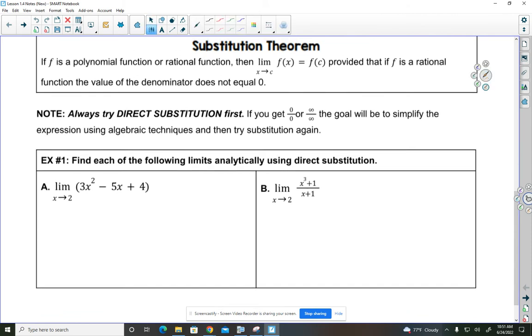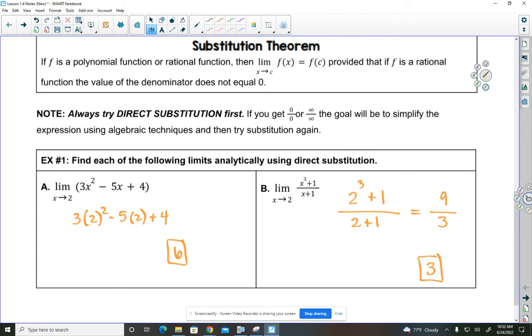Part A of example 1. We want to find the limit of this quadratic function as x approaches 2. That means we can simply plug in 2 and evaluate the function. We work through that calculation and should get 6. So our limit as x approaches 2 of this quadratic would be 6. Part B, if you need to see another example: even though this one's rational, we can still plug in the 2. 2 to the third plus 1 over 2 plus 1. We notice our denominator is not going to be 0, so that's a good sign. Our numerator is 9, so our limit would be 3.